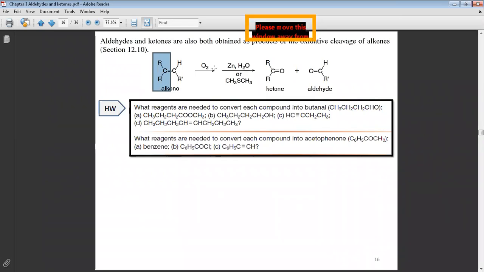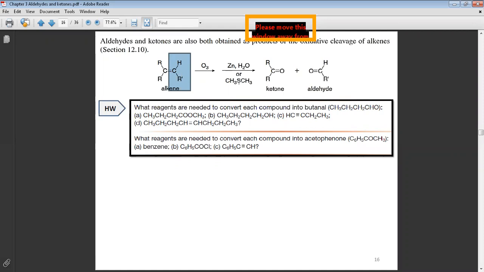Here the main product, look, the main product makes two parts. This part will be bonded with oxygen, and also this part will be bonded with an oxygen atom. The mechanism is also complex for you. We have a pericyclic compound as an intermediate, and we have rearrangements in the mechanism. Finally, it gives you the product after reaction with zinc and H2O or the mercaptan compound.